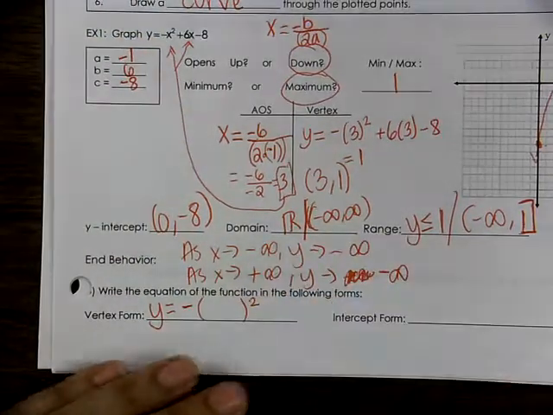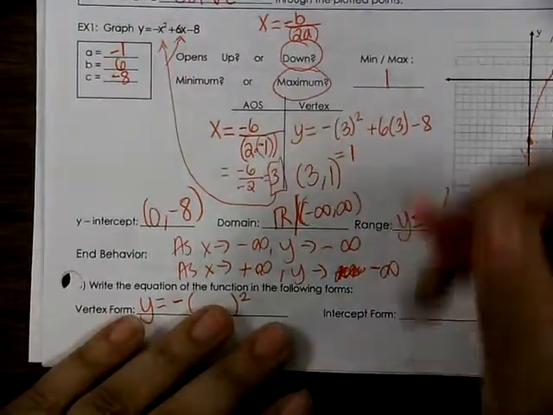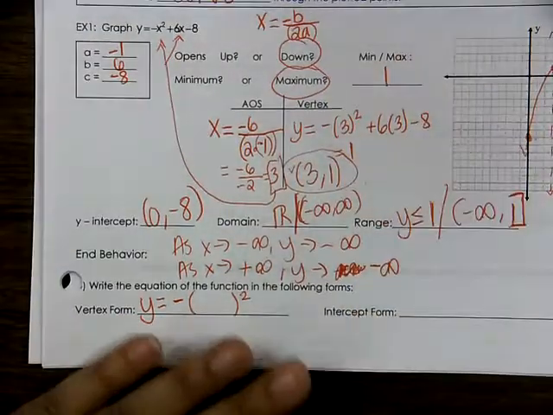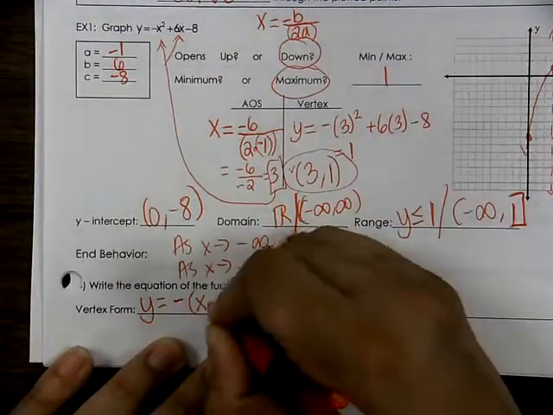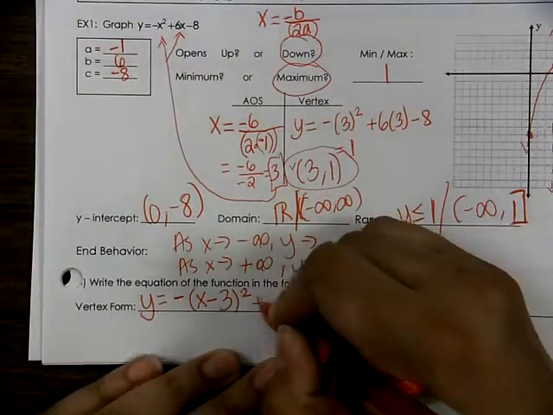Parentheses around the x minus h squared, and then a plus k. So the h, k is this 3, 1 that we found, right? That's my vertex. So this would be y equals negative (x minus 3) squared, plus 1.